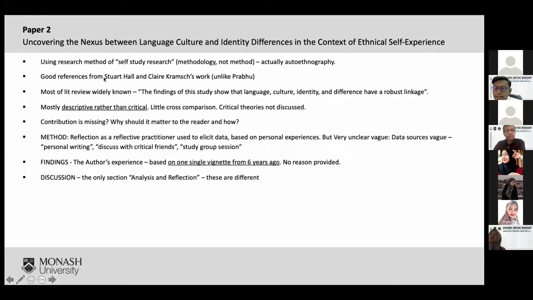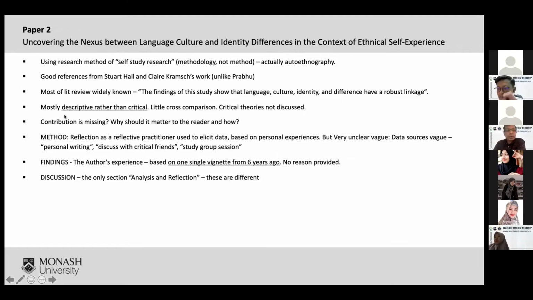Good references from Stuart Hall and Cramsey's work, unlike Prabhu in the previous one, because for language, culture, identity, Stuart Hall is like a must. For task-based language teaching, Prabhu is a must. Okay. Most of the literature review is already widely known. So the author says, findings of this study show that these 3 have a robust language. Of course, it's not new. Now you can say that, not a problem, but you have to identify the gap. There has to be a gap.